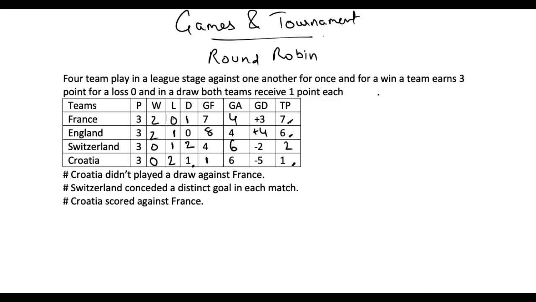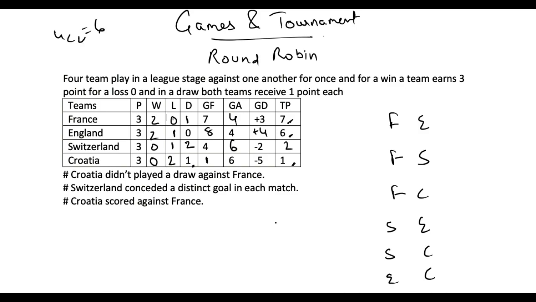Now we'll come to the goals each team has scored in each match, that is France England, France Switzerland, France Croatia, Switzerland England, Switzerland Croatia, and England and Croatia. So we have 6 matches, 4 teams. If they play against each other, it will be 4C2, that is 6.